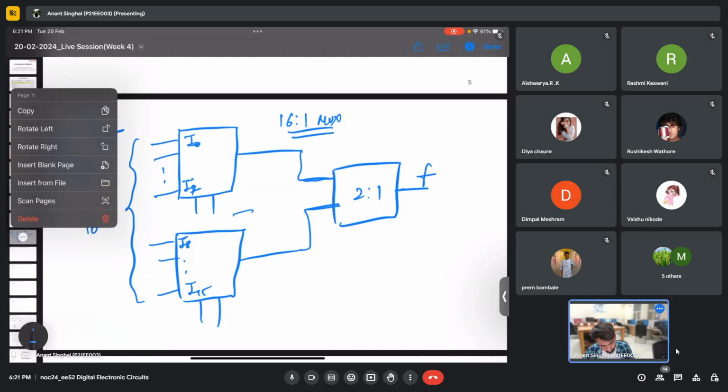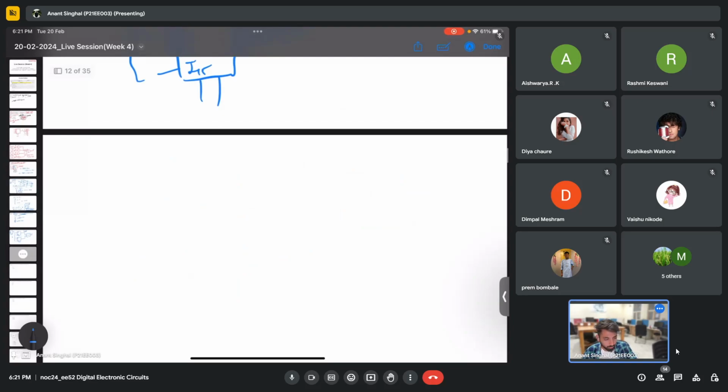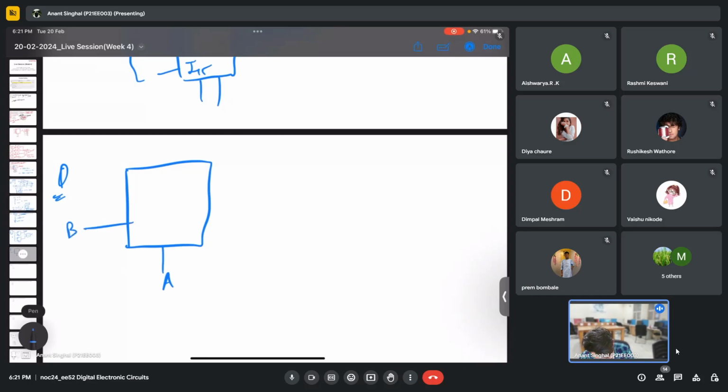So let's try certain questions now from mux only. Let's say I give you a problem. I have taken a 2 cross 1 mux in which I have a select line A, an input B, and a complement of that as the other input. I have an output F. So this is a 2 cross 1 mux basically. You need to calculate this F.